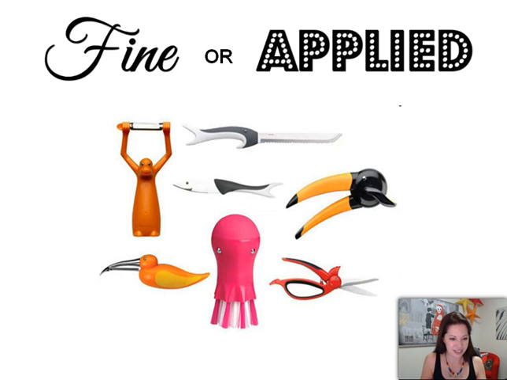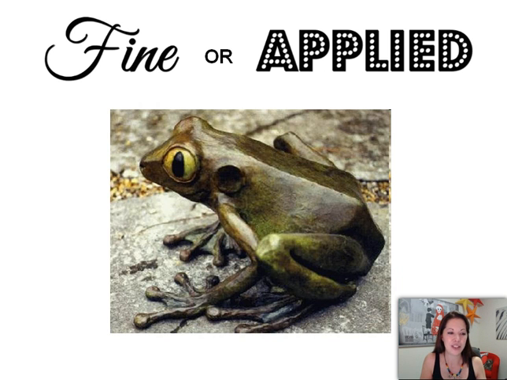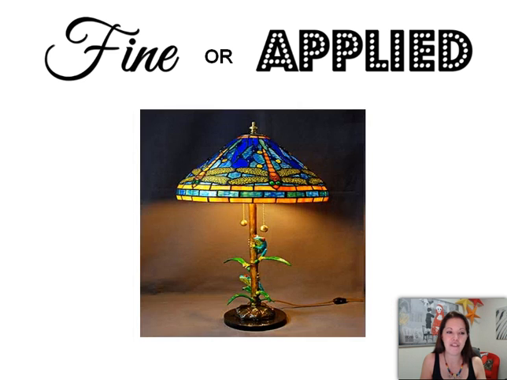What about these? All right, take a moment to look at them. What am I looking at? Okay, I thought I was looking at little sculptures for a minute, but I see that one is a knife, one is scissors, one's a carrot peeler. Yes, these are kitchen implements and they are applied. Here's a sculpture of a frog. Serves no practical use, so it is fine art.